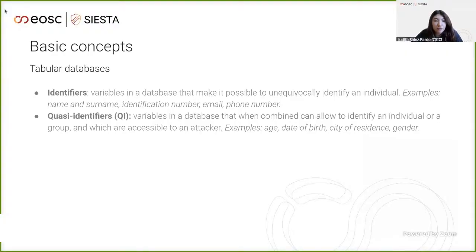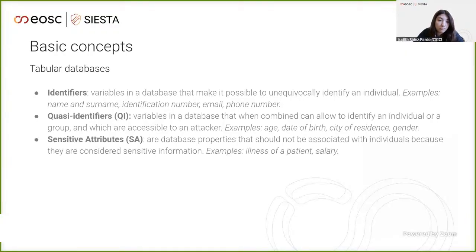The identifiers allow us to identify unequivocally an individual, but then we have the quasi-identifiers, which are the features that, when combined, allow us to identify someone in the database or a group in the database. And such information can be more accessible to an attacker than, for example, the ID number. We can think about the age, the date of birth, the city of residence, or the gender. Such features could be known to an attacker, and then when we combine them, we could be able to infer who is the individual in the database with such features.